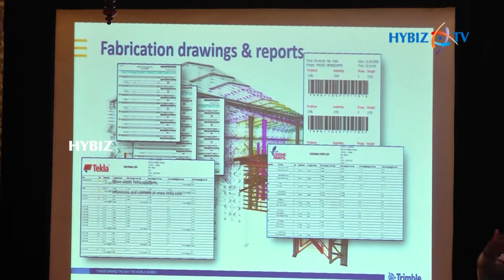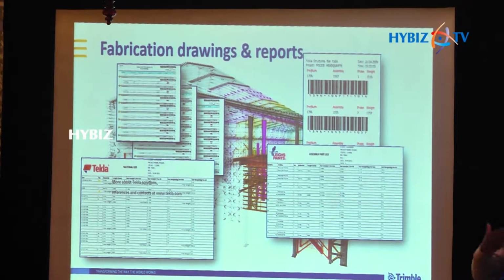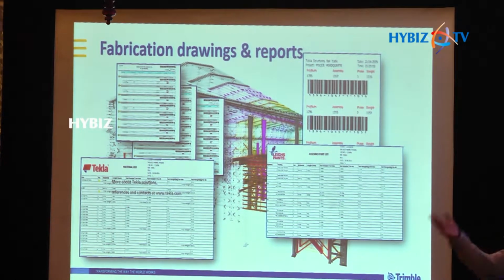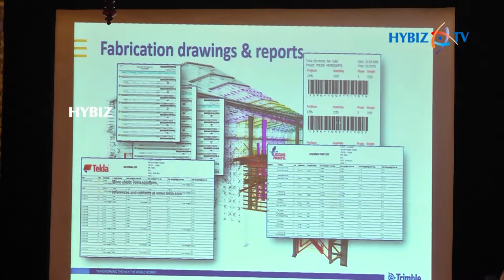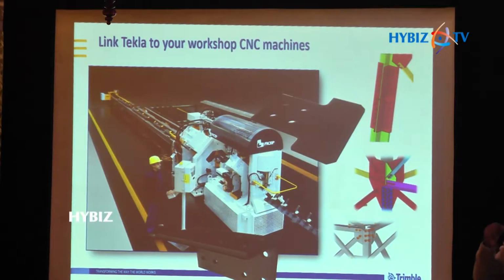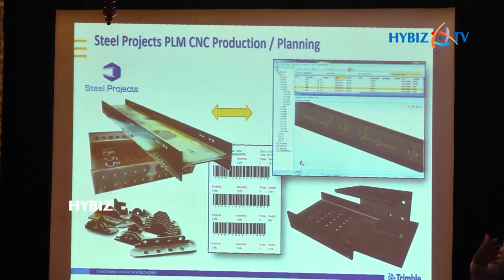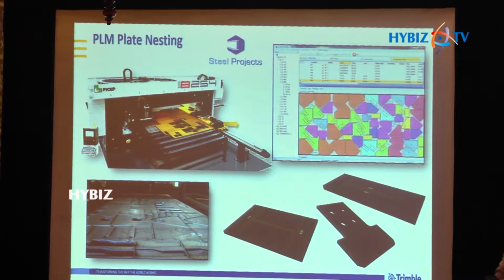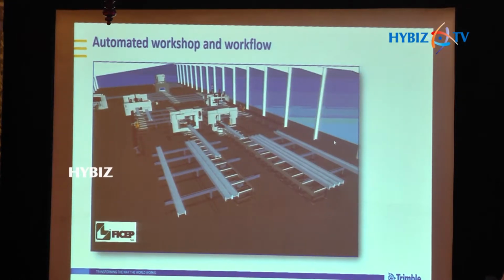The option is always available to generate the NC files, so that we can transfer the same information to the machines. Here you can see I put barcodes for each and every element of the members. Once the analysis and design is done, the drawing is generated. Now for shipping, I put the barcode and send it to the site. And CNC data is so intelligent, it cuts, bends, drills, notches, and even engraves, that means it writes where this member is going to be constructed or erected on the site. This way we can do production planning also. And the plate nesting and the bar nesting, so that we can optimize the whole workflow.